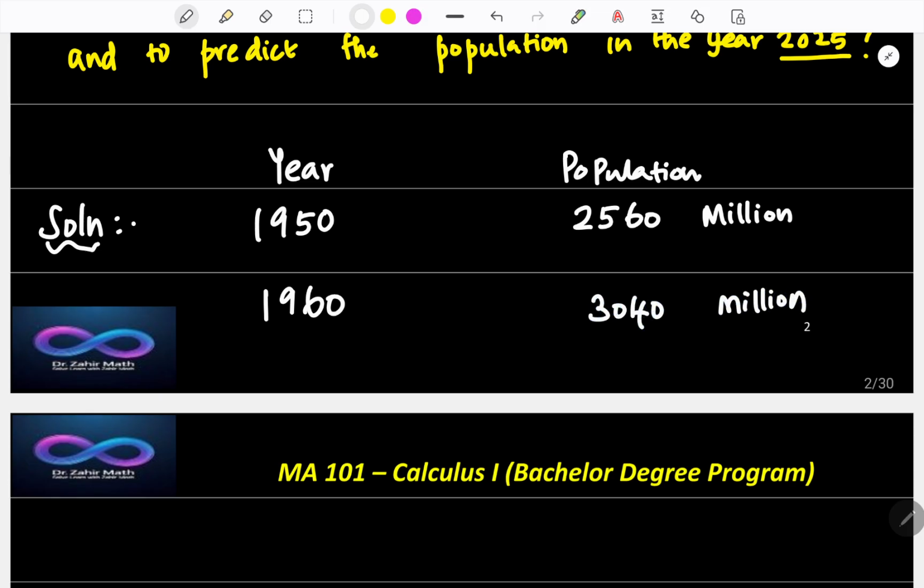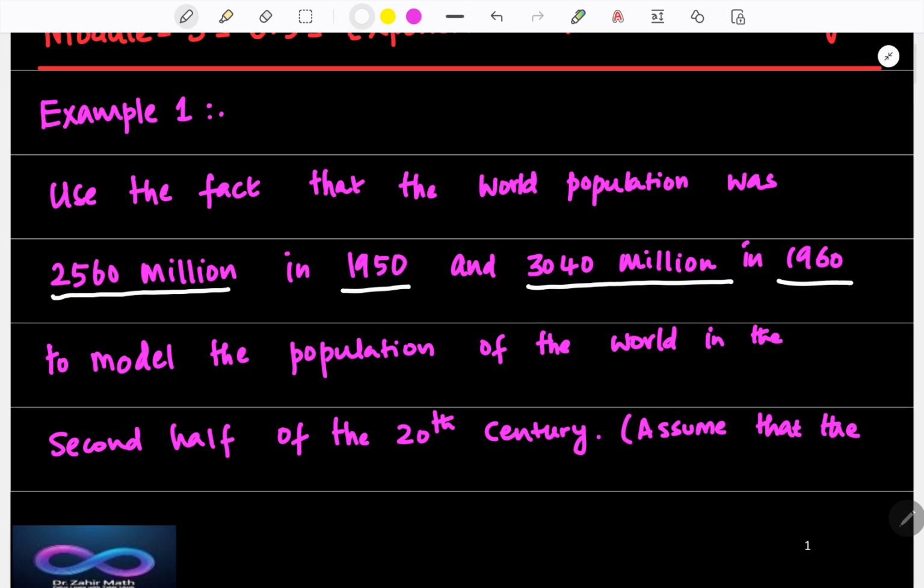Look here. After 10 years, how much has the population increased? From 2560 to 3040 million. So the population increased. How much is the difference? After 10 years, you can say it like that. Right. Let's go to the next detail.